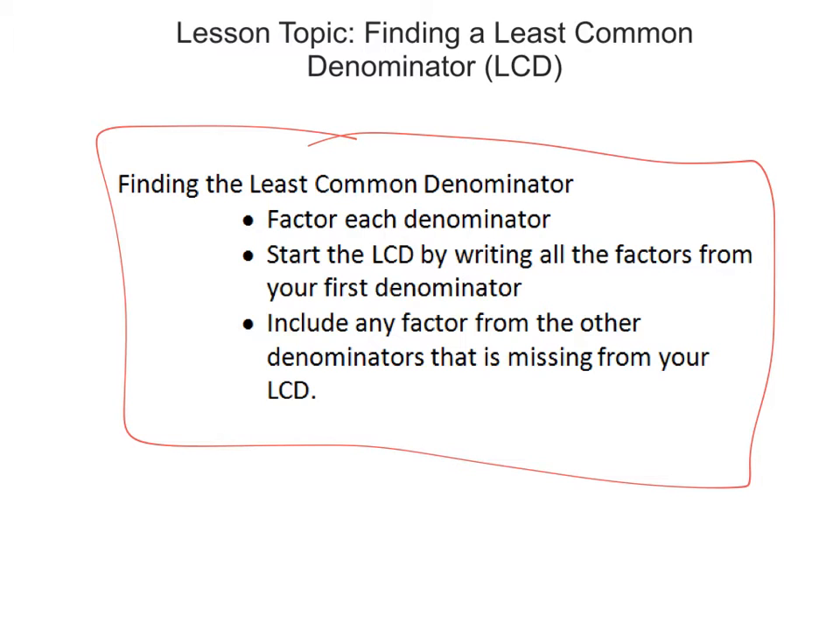Then we're going to start writing our LCD by writing all the factors from our first denominator, and then we're going to include any factors from the other denominators that are missing from our original LCD. Now again, you probably understand this better after we look at some examples. So jot these down and then let's try some on the next screen.